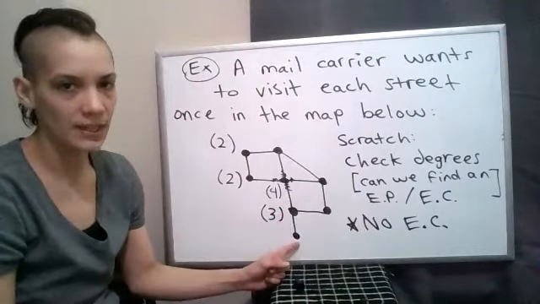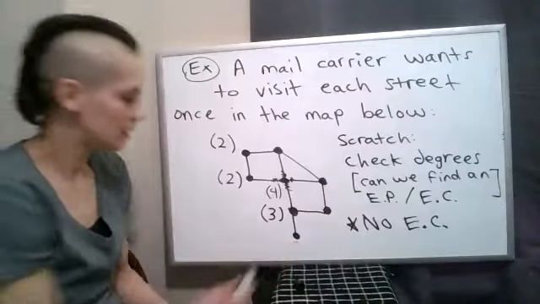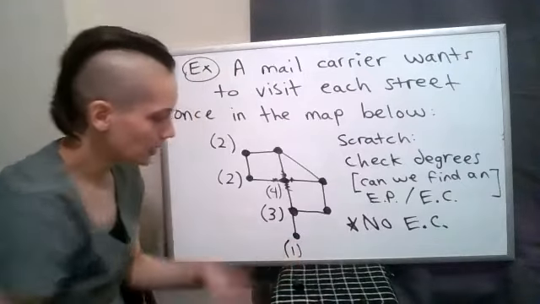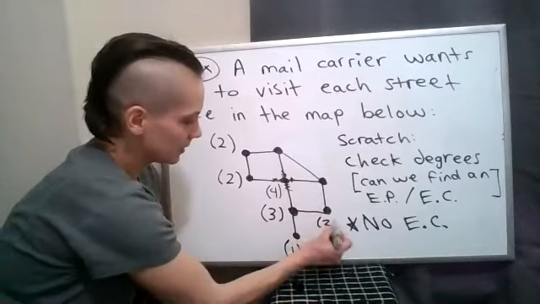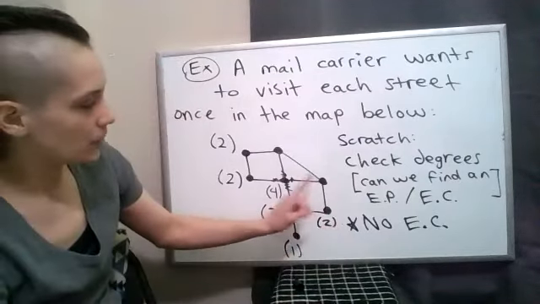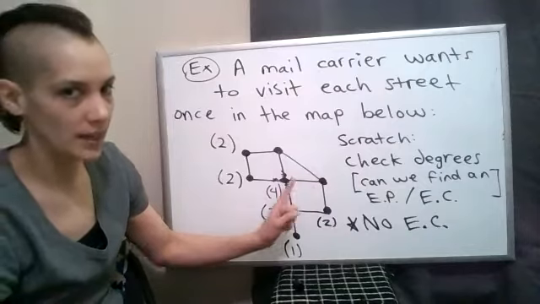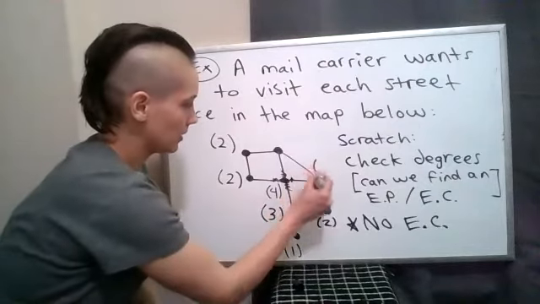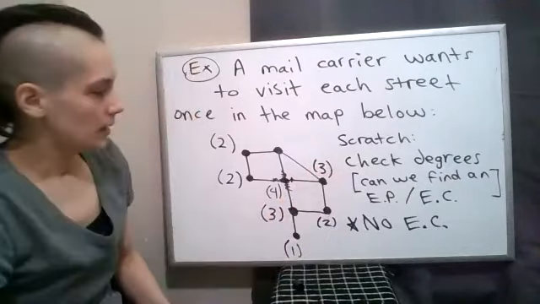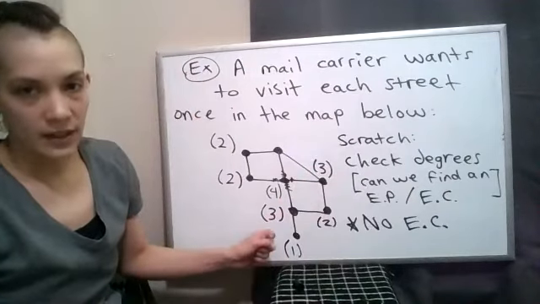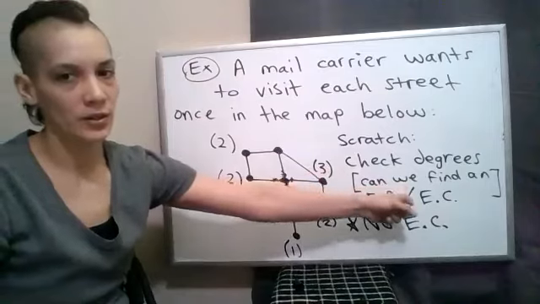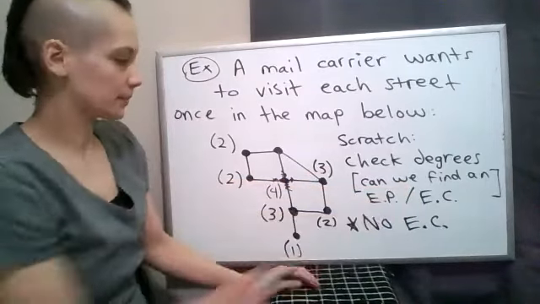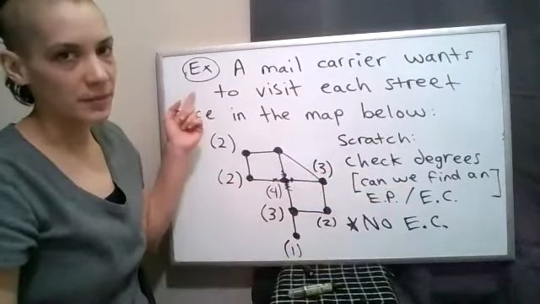So keep on going. There's another odd. It's at degree 1. Just did that one. This is degree 2. And then a degree 3. So I could go ahead and stop right now, I think. I've got more than 2 odds. This one, this one, this one means that I don't have an Euler circuit or an Euler path. So it's not possible for them to make this trip.